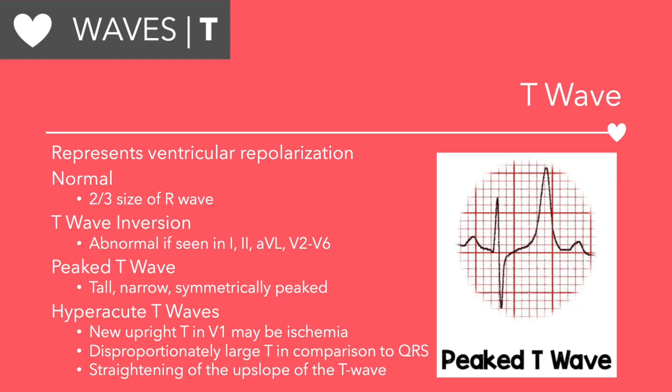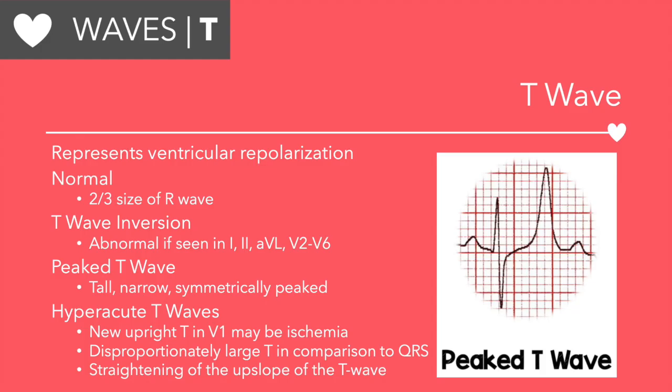Next up is the T wave. This represents ventricular repolarization. Normally, it's 2/3 the size of the R wave. T wave inversion is abnormal if seen in 1, 2, AVL, V2 to V6. The peaked T wave, as in the case of hyperkalemia, is generally tall, narrow, and symmetrically peaked, like the one in this diagram. It's so tall and so peaked and so narrow that, ouch, if you sat on it, it would hurt. That's when you know that might be hyperkalemia.